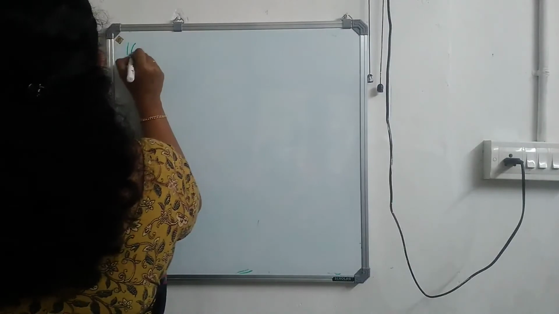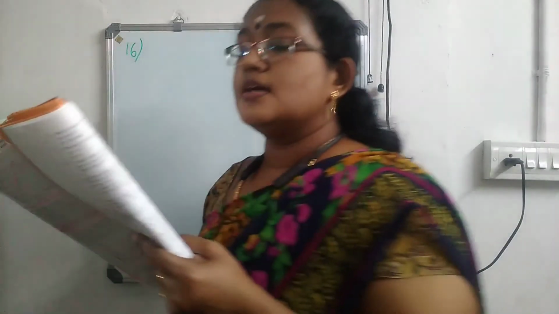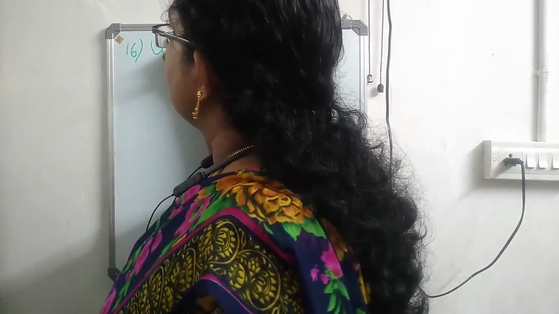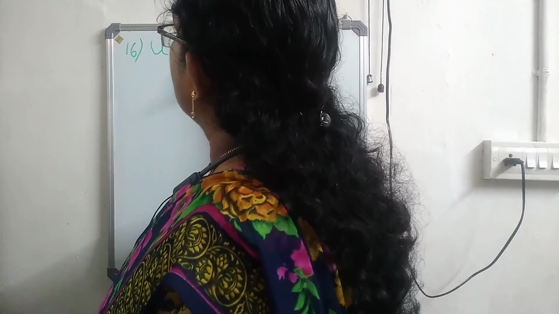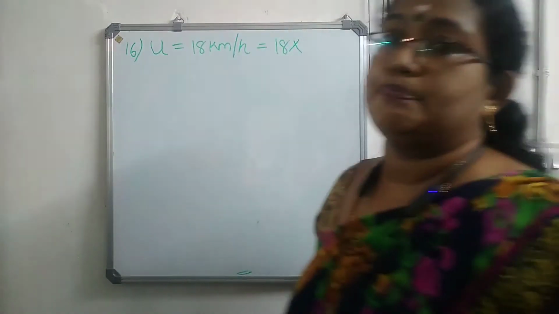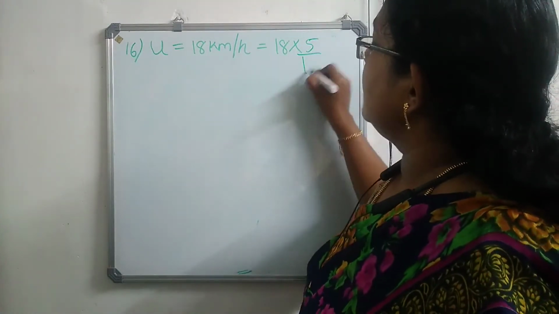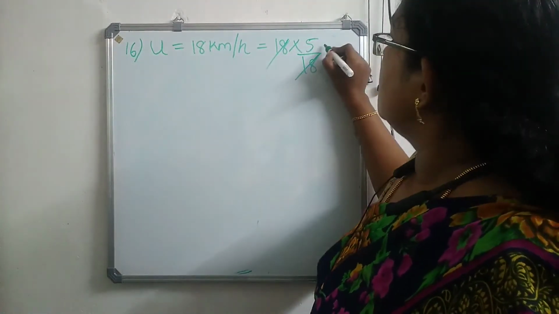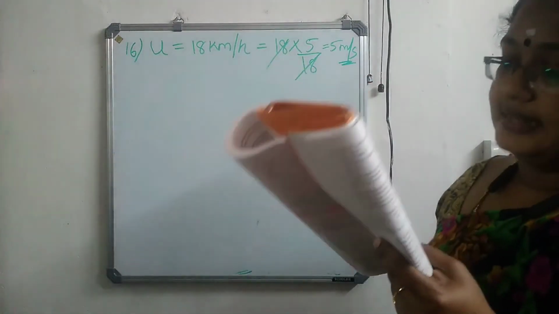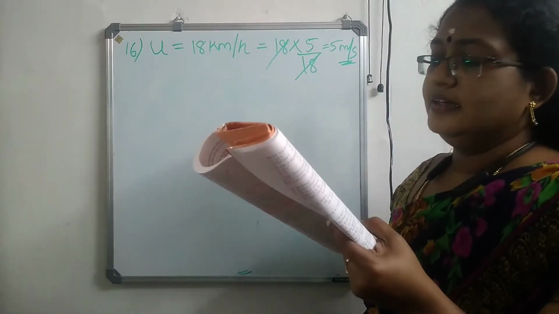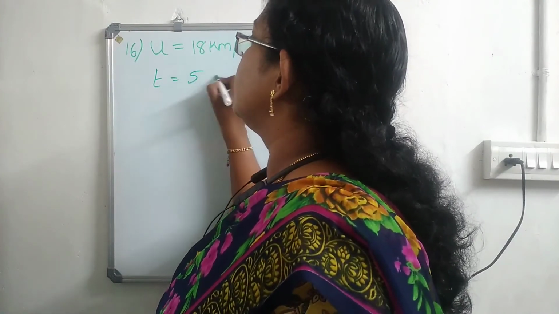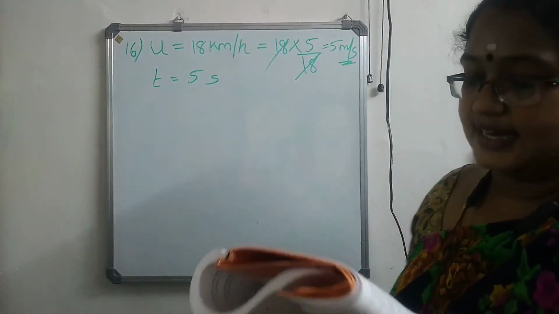A car is moving in a straight line with a speed of 18 km per hour. So what is that? 18 km per hour is the initial velocity. Since it is 18 km per hour, I'll be multiplying it with 5 by 18. So this is equal to 5 meter per second. Then it is stopped in 5 seconds by applying the brakes. So time is given as 5 seconds.